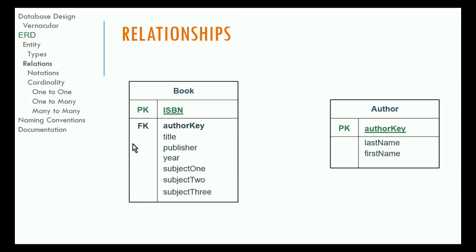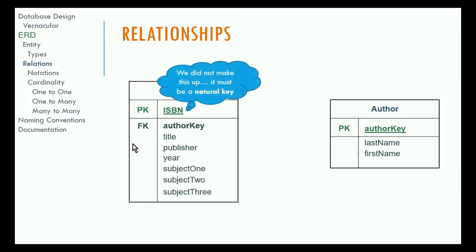I also want to mention too that if you look at the ISBN, we talked about this before, that primary key would be a natural key. So that's a good example of a natural key. If you recall from an earlier video, we talked about the different types of primary keys. So a natural key is one that we didn't make up. So anytime you have an attribute that we don't make up, but yet uniquely identifies an entity, that's a natural key. On the other hand, the other table, I made up that key, author key.